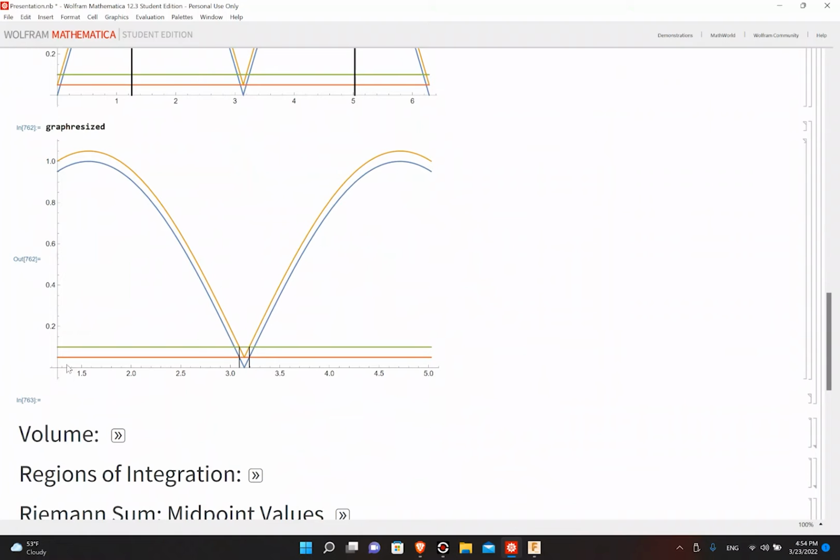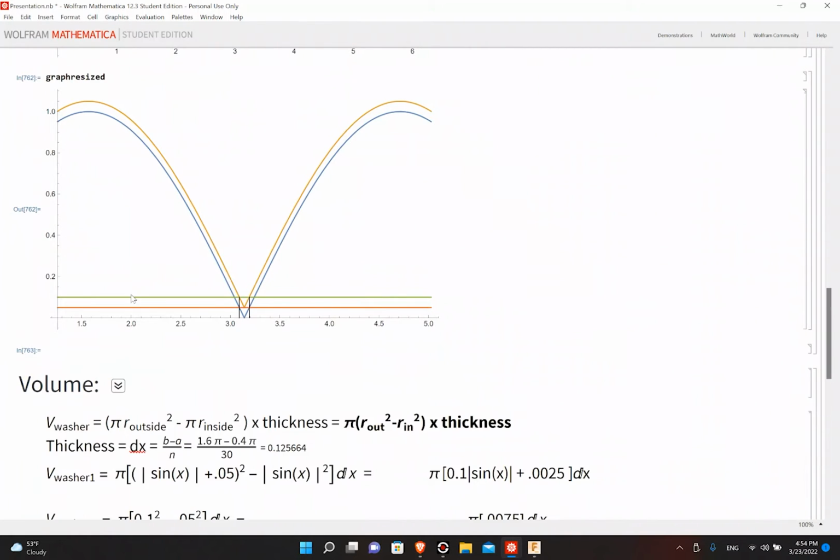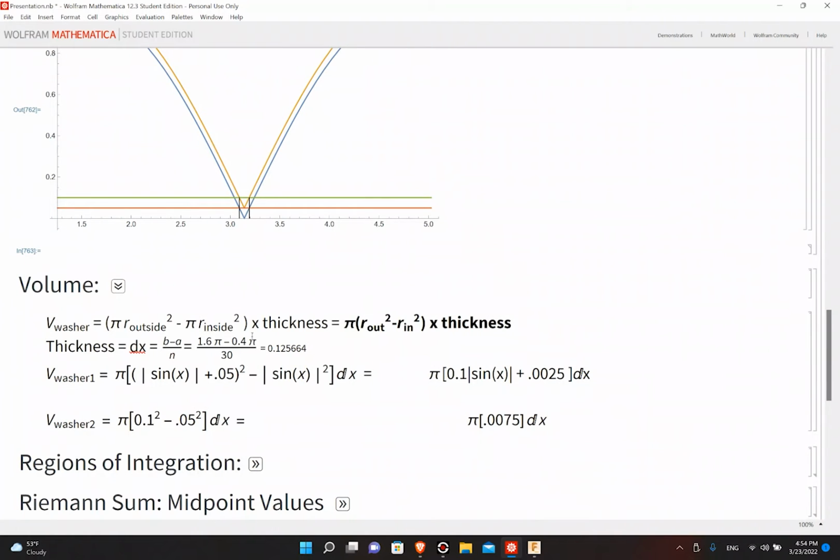And this is that same graph resized to show those limits. And I also put these lines here, which will be the limits from A to B, B to C, and then from C to D. In order to find the volume, I'm going to be using the washer method. So here I have pi multiplied by r out squared minus r in squared multiplied by the thickness.